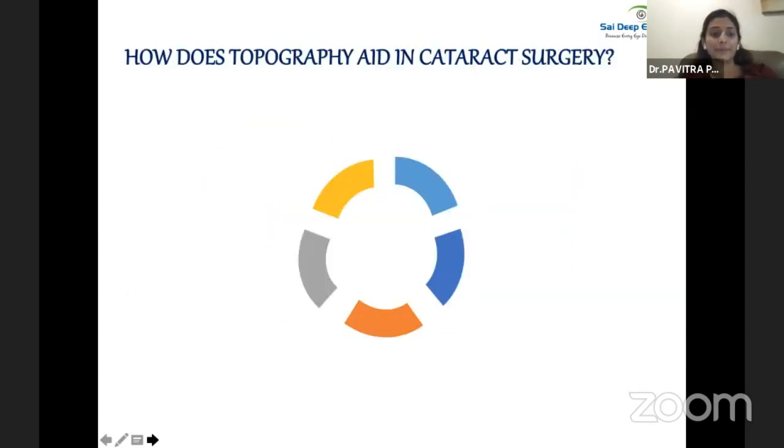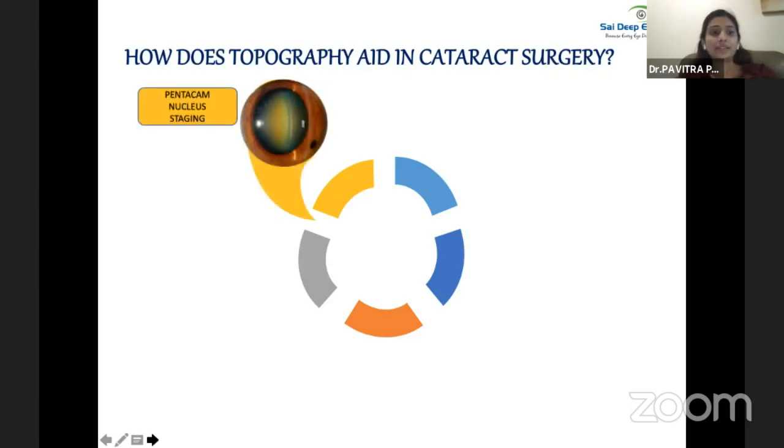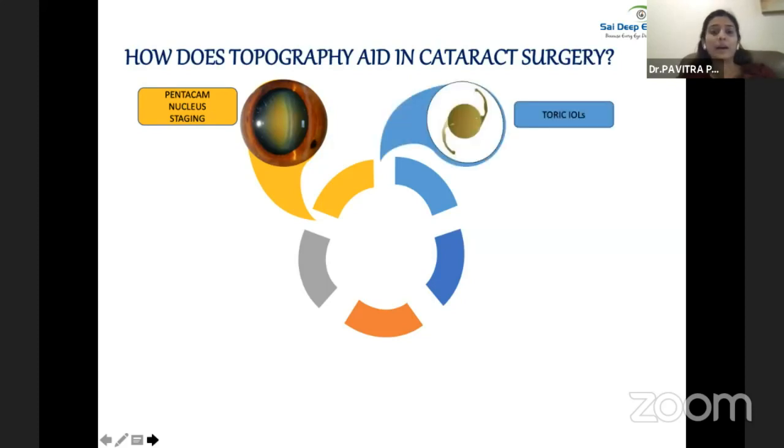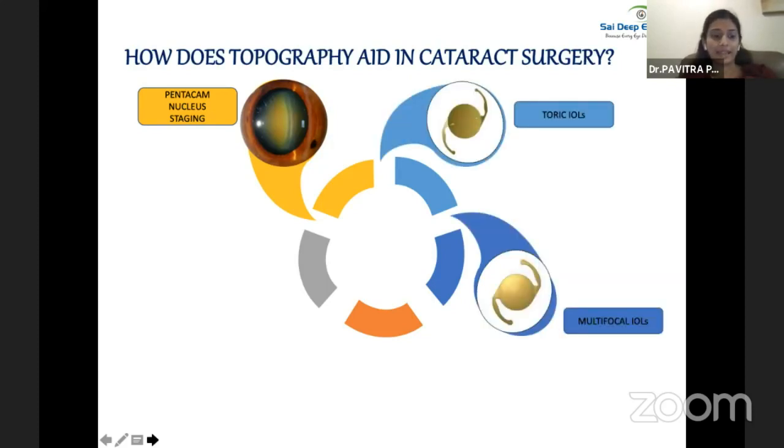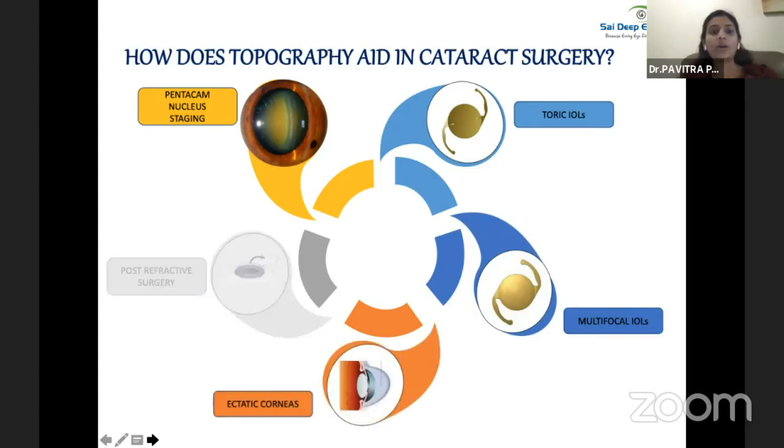Now in cataract per se, it helps us with Pentacam nucleus staging. It also helps in planning premium IOLs, and aids in calculating IOL power post-refractive surgery or in ectasia patients. So to begin with, we'll see what exactly Pentacam nucleus staging is.